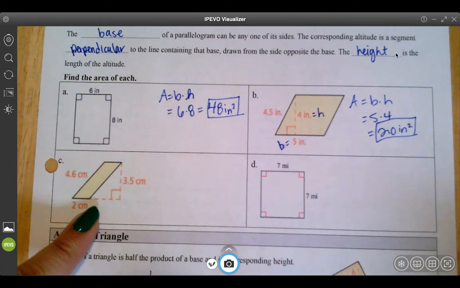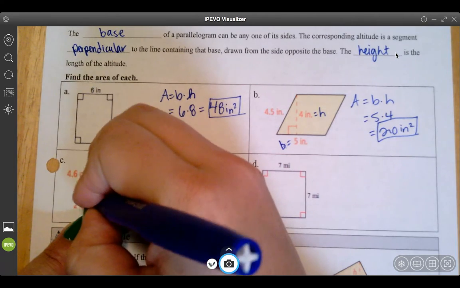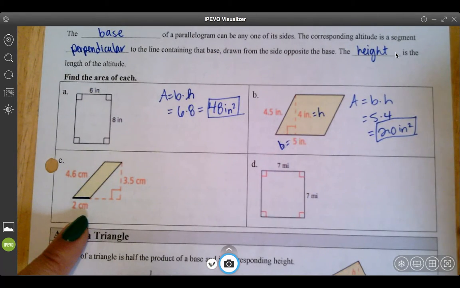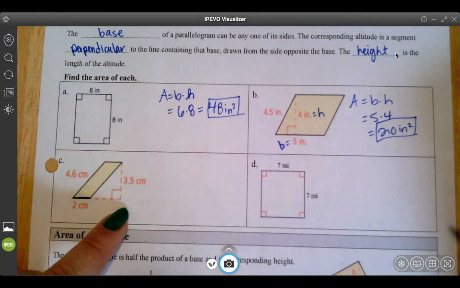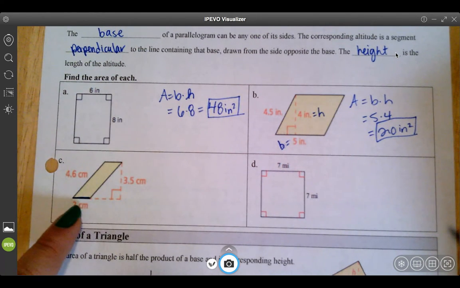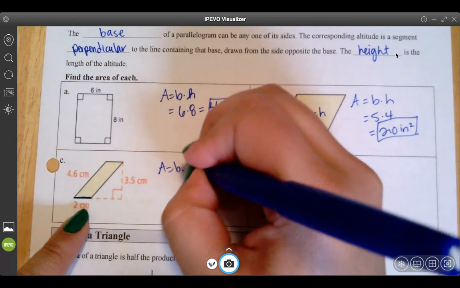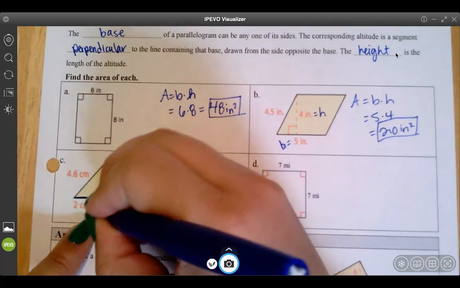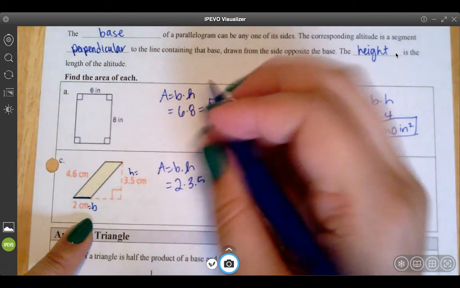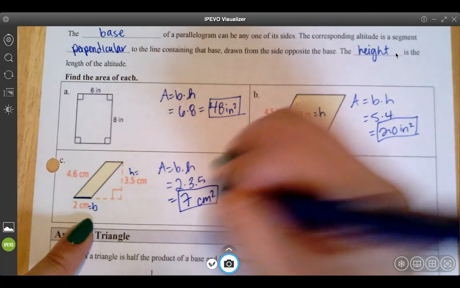For part C, again, we want to pick the two lengths that are perpendicular to each other. So the base here is just the length on the parallelogram, just two. Not the length from the corner all the way to where the perpendicular line is drawn, but just the part of the parallelogram. Base times height, 2 times 3.5, this is base, this is our height, is 7 squared centimeters.